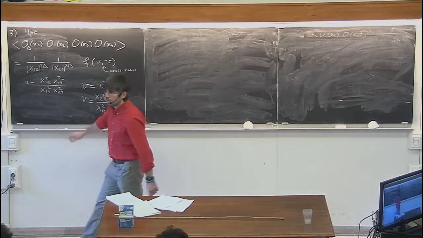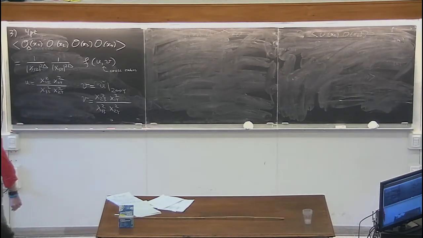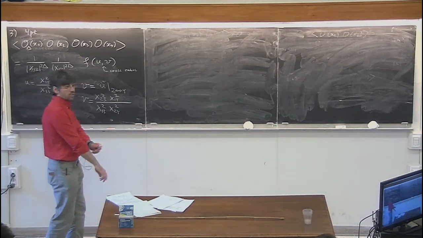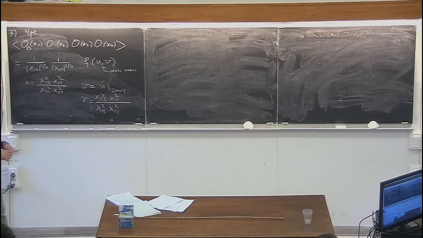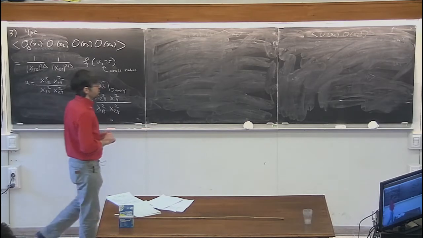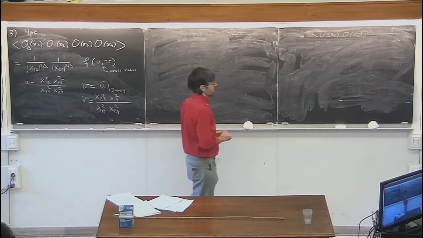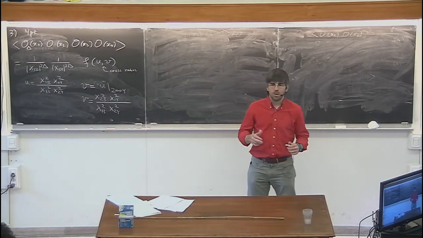So all the formulas that I wrote were for a general position of points, x1, x2, x3, x4. But it is possible, and it is in fact often convenient, to use the freedom of applying conformal transformations to move points around in order to set them to some convenient positions. For example, the first thing you can do is apply an inversion transformation to send one of the points to infinity.